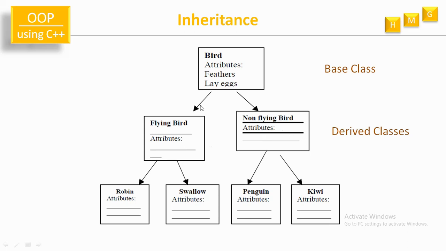Here, wings, that is feathers, can lay eggs and wings. Here in the non-flying bird class also, the feathers and lay eggs, these attributes are inherited from the bird class, plus the non-flying bird has its own attributes, that is they have no wings so that they cannot fly.